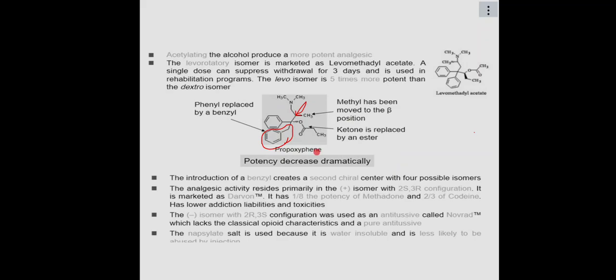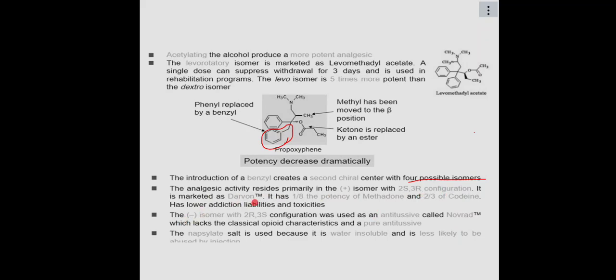two chiral centers, and it will require a certain absolute configuration for us to get maximum activity, or to get the levo isomer, which will have a little bit more activity than the dextro isomer. So we are therefore saying the benzyl creates a second chiral center with four possible isomers. The analgesic activity resides primarily in the dextroisomer with the 2S 3R configuration.